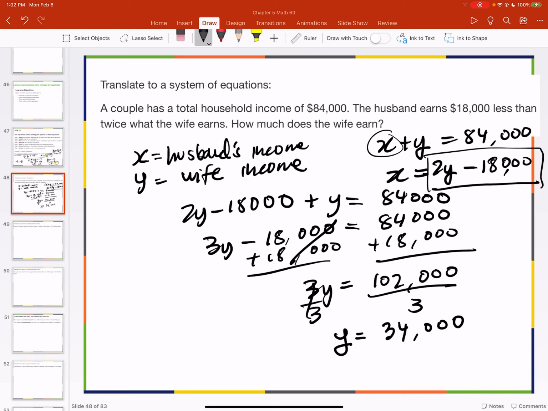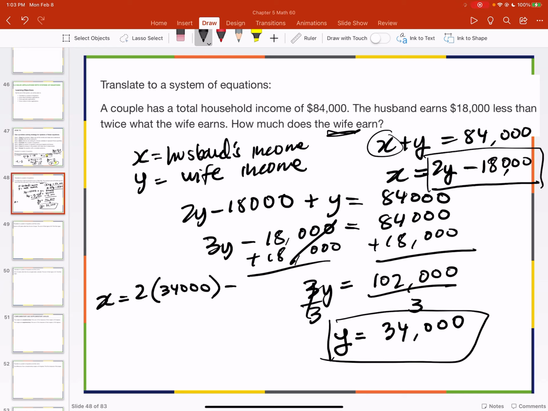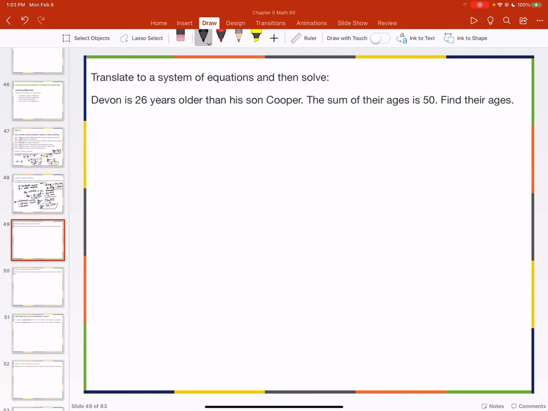So the husband earns 18,000 less than twice what the wife earns. If I was to figure out how much the husband earns, but it's asking how much the wife earns, sorry, so that's 34,000. If I wanted to find the husband's, I would just go 2 times 34,000 minus 18,000. That ends up being 68,000 minus 18,000, and that's just 50,000. All right, let's do another one.